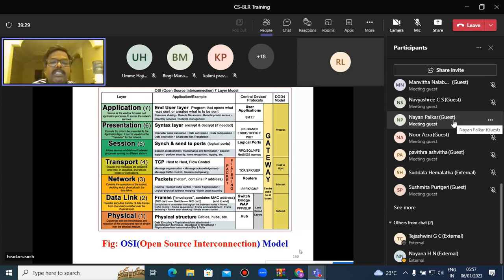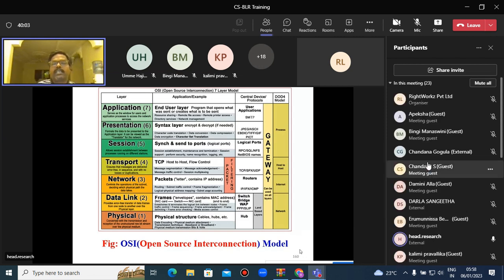And the services and functions used by the presentation layer are character code translation, data conversion, data compression, data encryption, character set translation. That is called the presentation layer. Then it uses JPEG, ASCII, EBCDIC, TIFF, ZIP, PICT. These are the various central device and protocols.